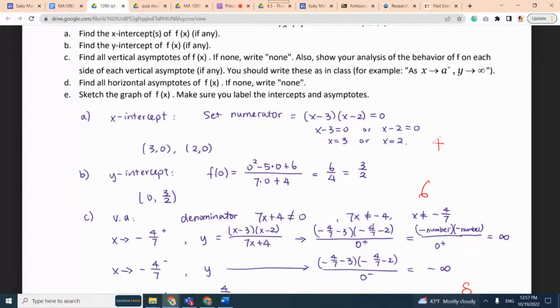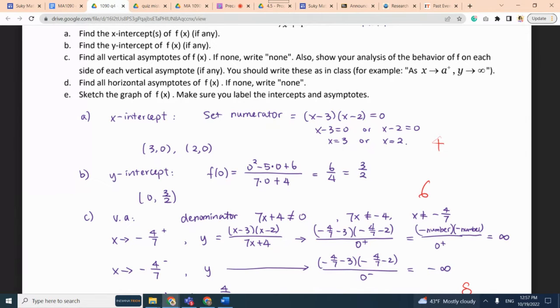And then next, we check when x goes to -4/7 from the left. What happened? You see the 7x plus 4 will go to 0 minus, but all the other stuff remains the same. Yes, everybody? So that's why, negative number times negative number over negative number. You see 3 negative signs?